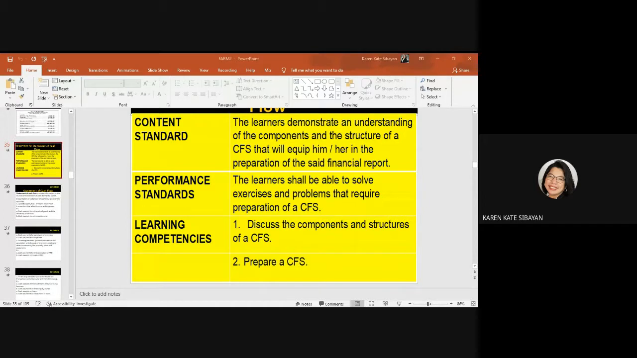Okay. So, anyway, let me discuss with you again the cash flow statement. Okay? The components and of course how you are going to prepare your statement of cash flow.